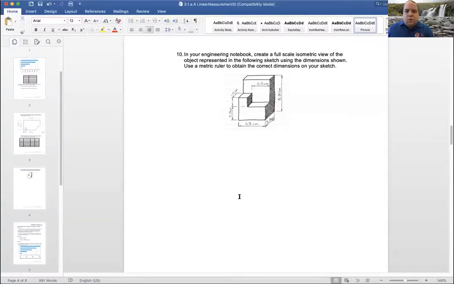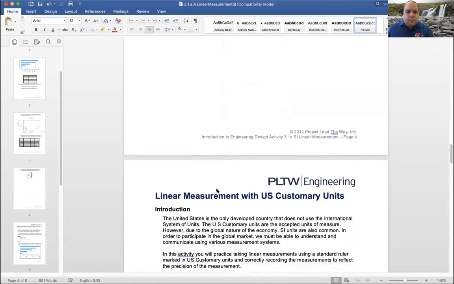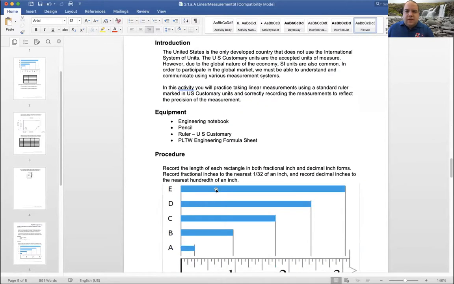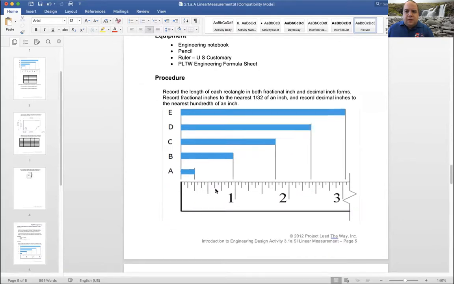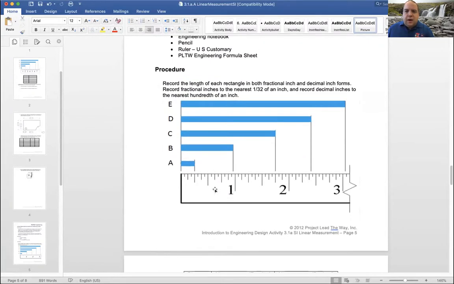So when we're looking at the Word document, this packet will look very similar to the one you just completed. Okay, so here you have the chart. It's the same chart, but now you'll notice that the ruler is in inches. So you're going to record your measurements. Where are all these landing? If it doesn't land exactly on one of the lines, remember we're going with the 30-second measurements.